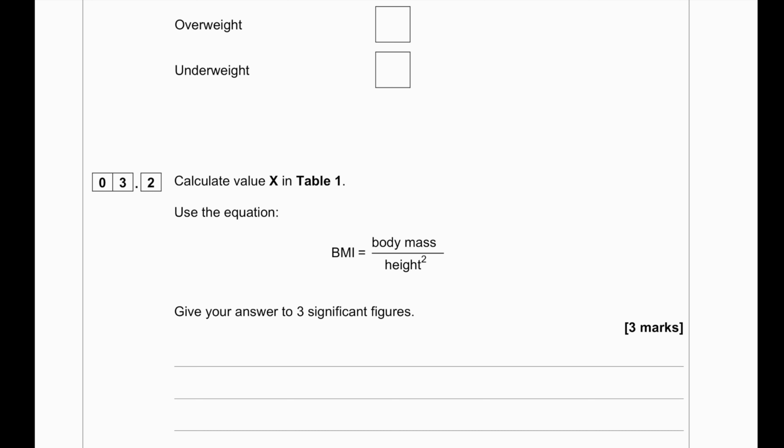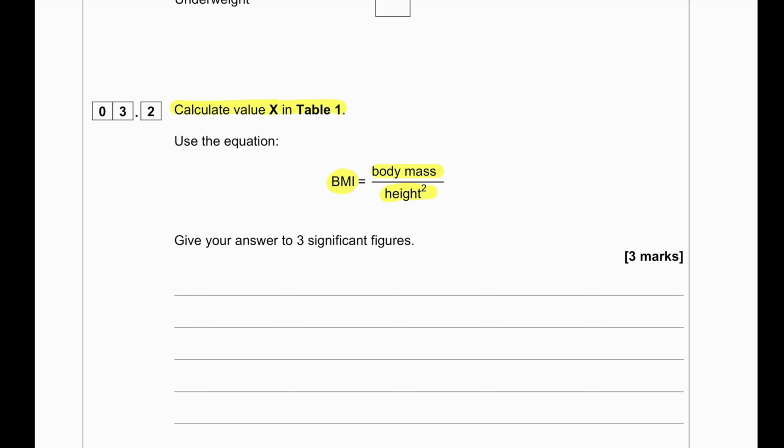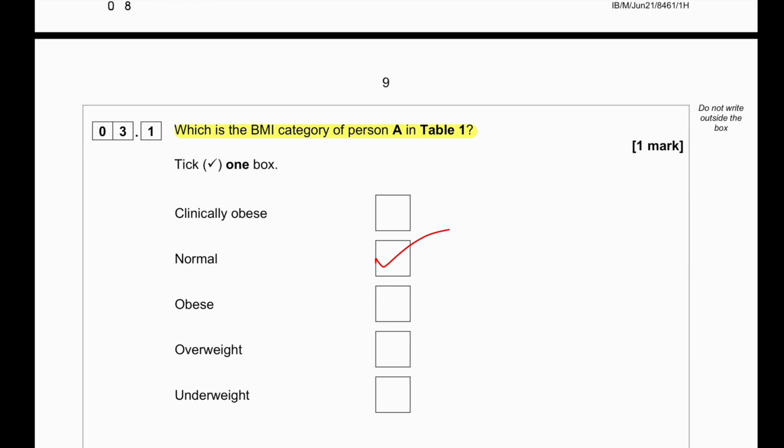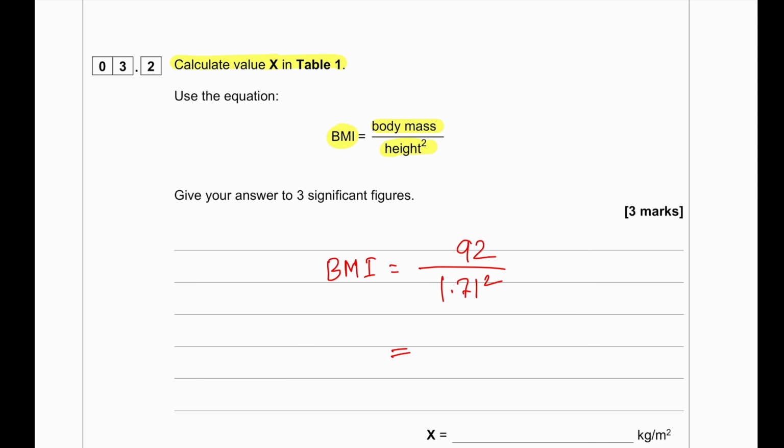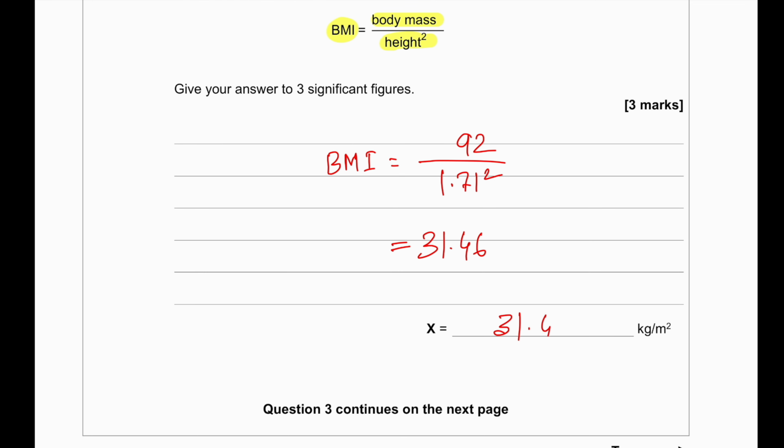Now the question says, calculate the value X in table 1. To calculate BMI, we use the formula BMI is equal to body mass divided by the height squared. So we write the body mass, which in this case is 92 kilograms, divided by 1.71 squared. So our answer is 31.46.